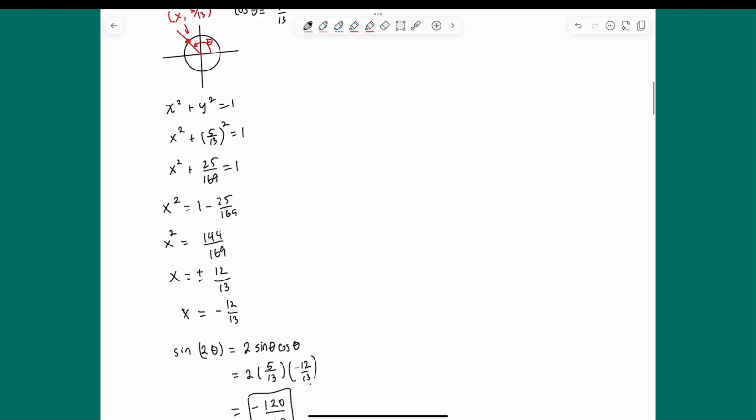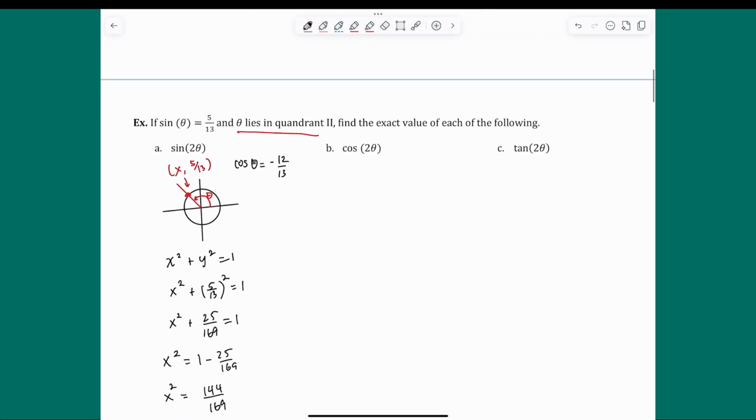negative 120/169. Likewise, we could find cosine of 2 theta, using the double angle formula that we found. We know that's equivalent to saying cosine squared of theta minus sine squared of theta. So we have negative 12/13 squared minus 5/13 squared.